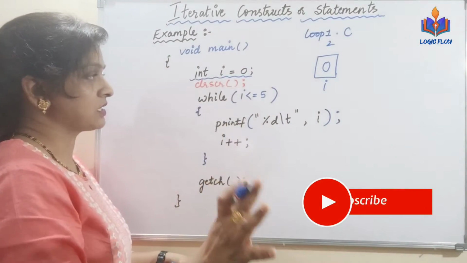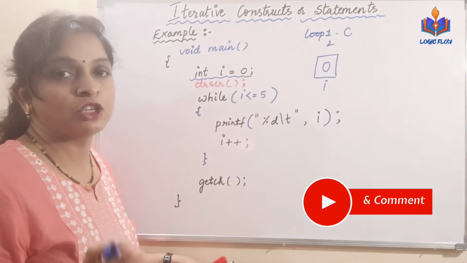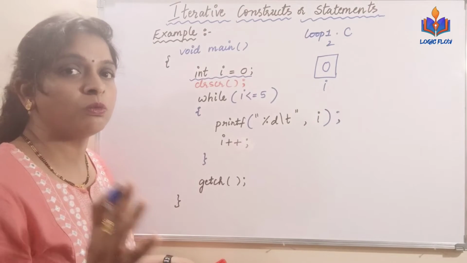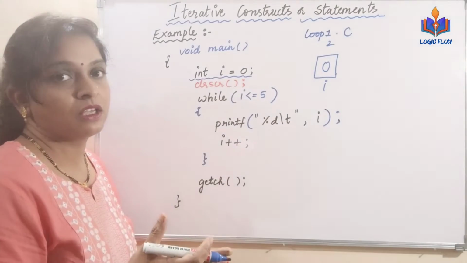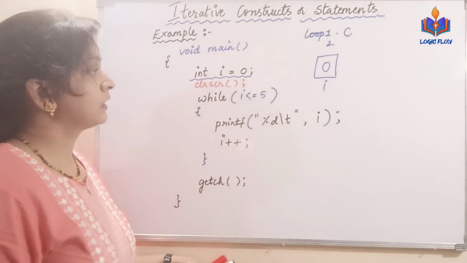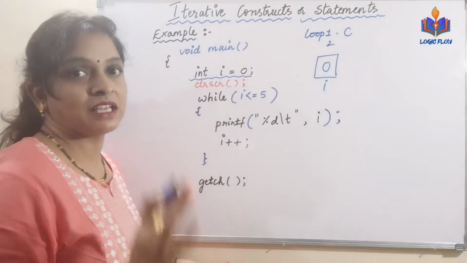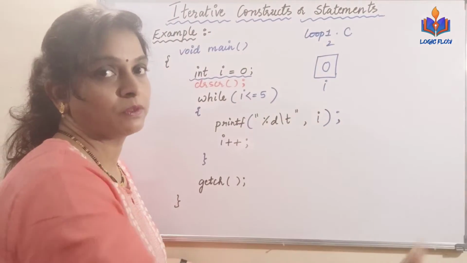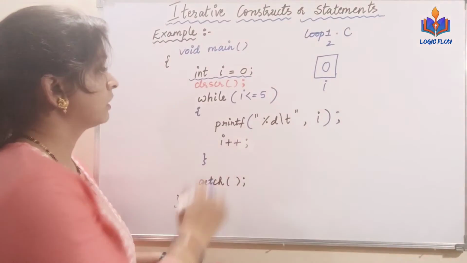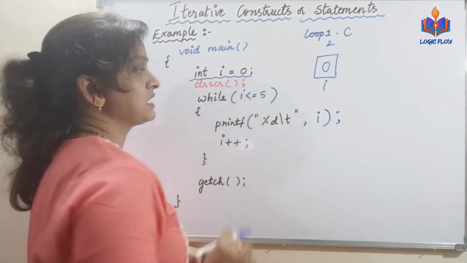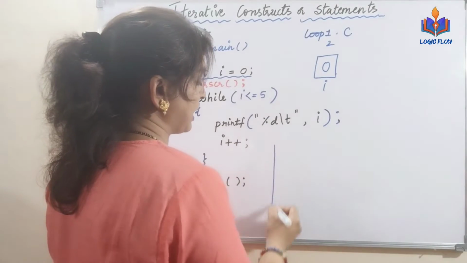Now the loop starts. This program is simply trying to print the values from 0 to 4, less than or equal to 5 I am saying. So it will print up to 5. So my output I should get as 0, 1, 2, 3, 4, 5. So let us see how this program is going to print this. First, check the test condition. So let me write the iterations here.